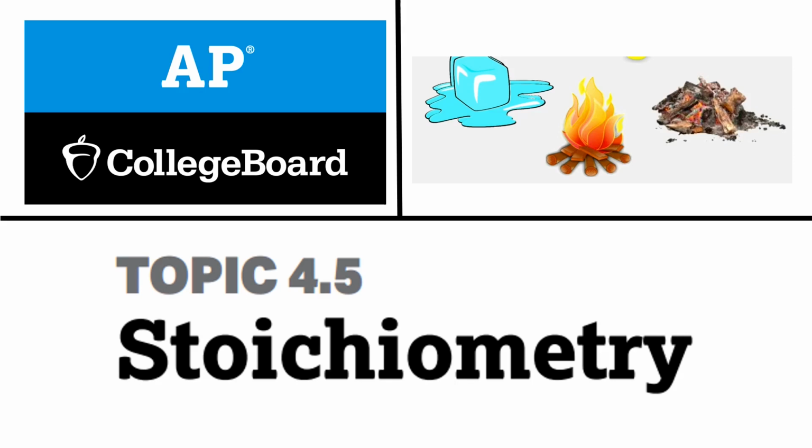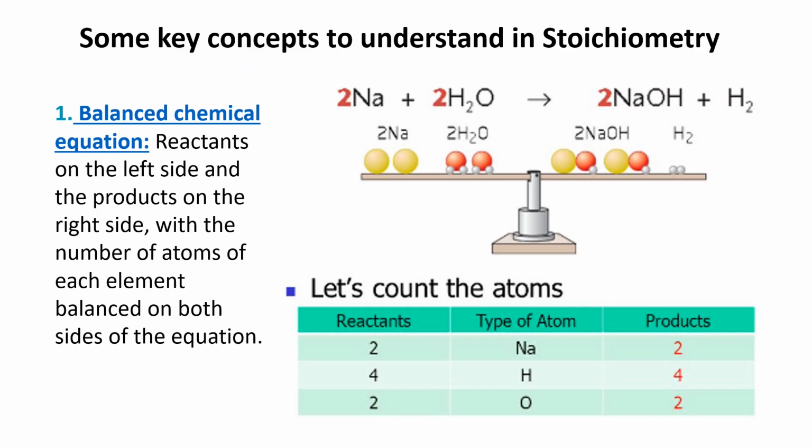Hi everyone, this is topic 4.5 Stoichiometry, and this is taken from AP Chemistry College Board. In this topic, I'll be talking about what stoichiometry is and where we actually need it in the calculations. Now, whenever we are talking about stoichiometry, the first thing is the balancing of chemical equations.